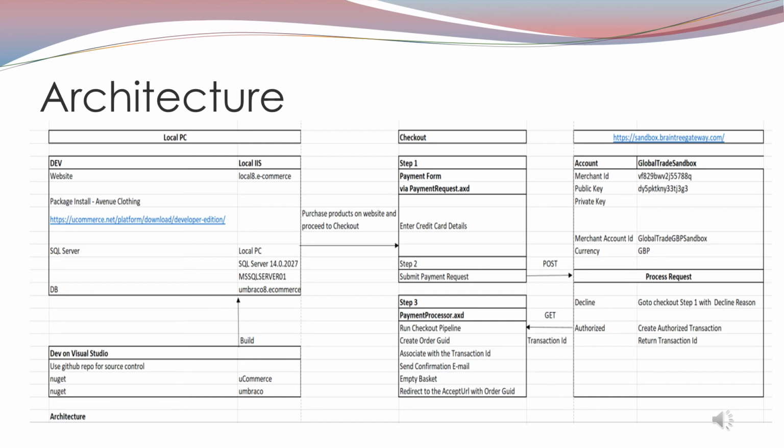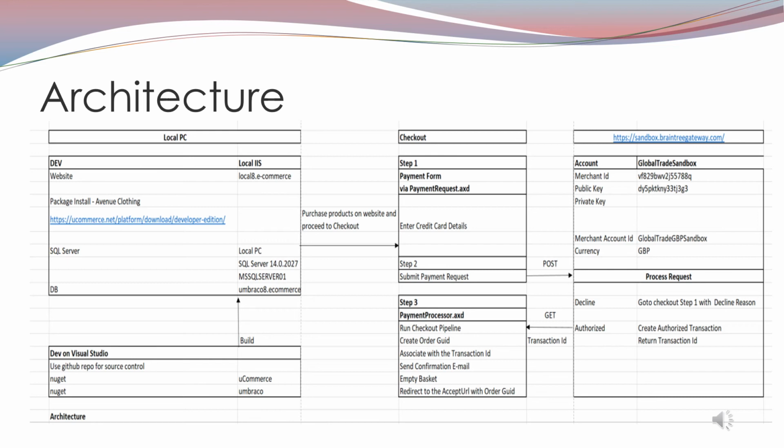So we enter our credit card details. They'll get posted to the Braintree Sandbox URL, passing our merchant ID, public key, private key details, and on there we've configured a merchant account with the GBP currency that will get used to process the payment. If the payment's declined, we'll go back to the checkout step 1. The user's asked to enter a different credit card.